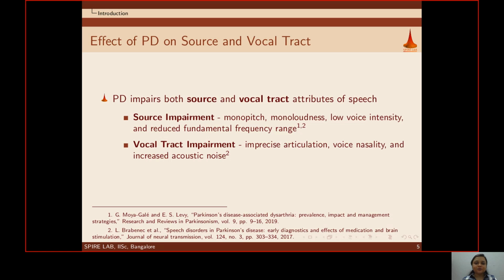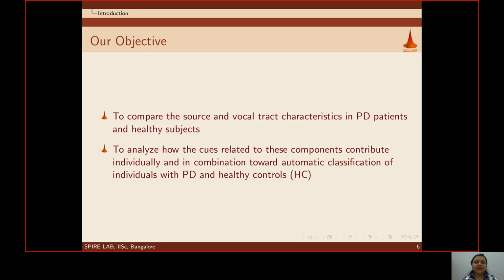Both source and vocal tract attributes of speech are reported to get impaired. Signs like monopitch, monoloudness, low voice intensity, and reduced fundamental frequency range as observed in PD indicate the impairment of the source component. On the other hand, imprecise articulation, voice nasality, and increased acoustic noise primarily relate to vocal tract impairments. In this work, we aim to compare the source and vocal tract characteristics in PD patients and healthy subjects. We analyze how different speech cues associated with these two components of speech contribute individually and in combination toward automatic PD versus healthy control or HC classification.